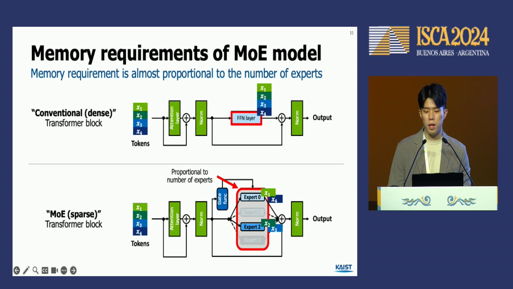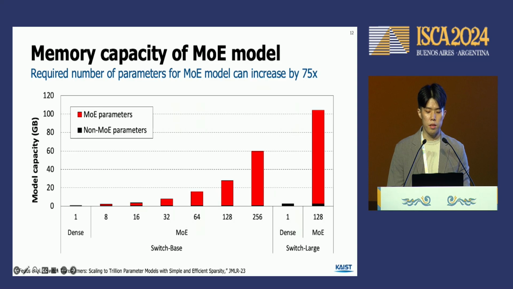However, when it comes to the model capacity, it is almost proportional to the number of experts. As shown in this figure, since the expert parameters take up a large portion of the total parameters, the model capacity increases with the number of experts. Therefore, the MoE model can require up to 75 times more memory compared to the conventional dense model in our evaluation.